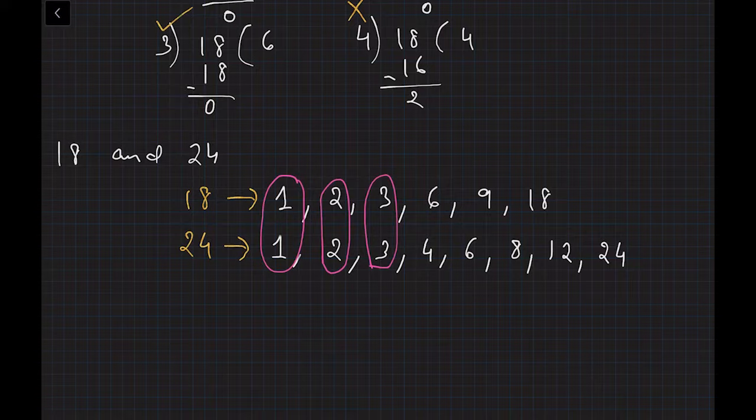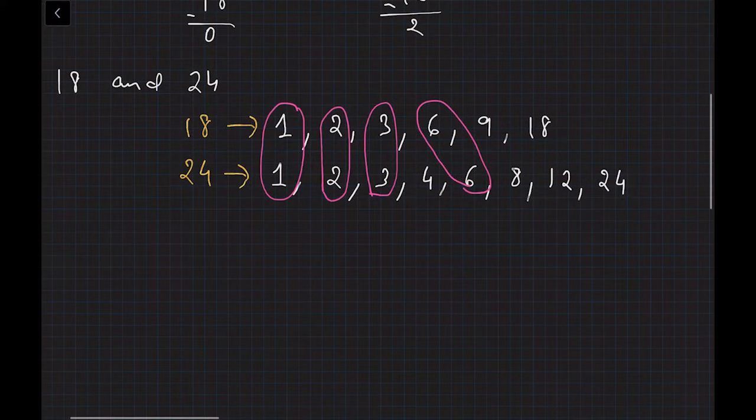So 4 is not a common factor. The reason is 4 is a factor of 24, but it is not a factor of 18. But if you notice, 6 is a common factor because 6 is a factor of 18 as well as 24. Then we have 9. 9 is not a common factor because 9 is not a factor of 24. Therefore, it's not common. Similarly, 4 is not common. 18 is not common. 8 is not a common factor. 12 is not a common factor. 24 is not a common factor. So, let's list out the common factors in the next line.